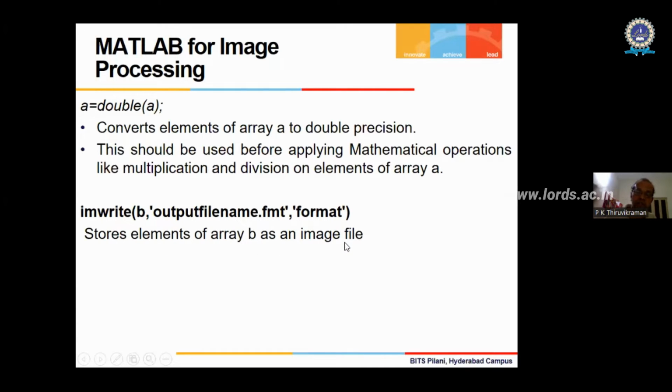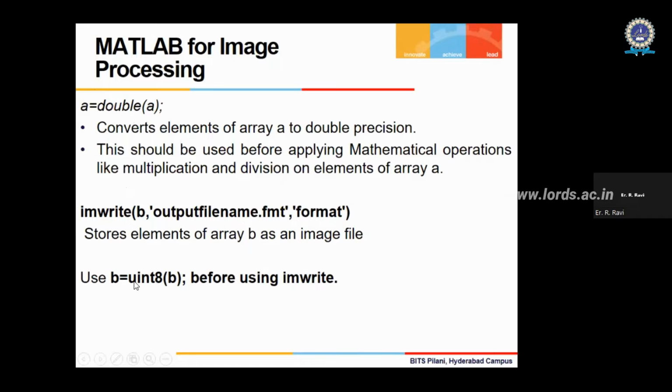So it's a modified image now. But remember that you converted it to double precision. So before writing it as an image file, you have to convert it back to unsigned 8-bit integer. So before this command, uint8 of B. This last command should come before imwrite. Before using imwrite, I'm converting B into an unsigned 8-bit integer. That's the meaning of this.